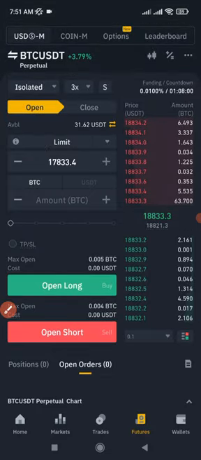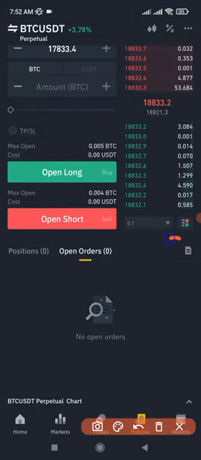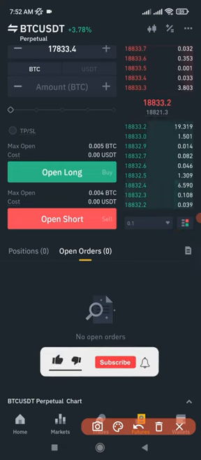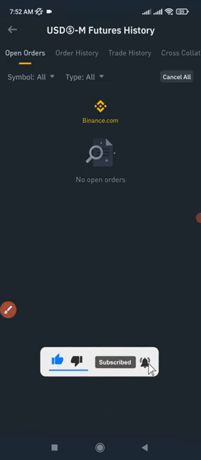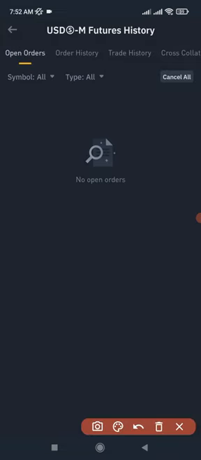All right, if you want to check the history of your trades, just click on this icon. Once you click on this icon, it takes you to the history of all of the trades you have. If you have open trades, open orders will be here, order history will be here, trade history, and then you see all of this.